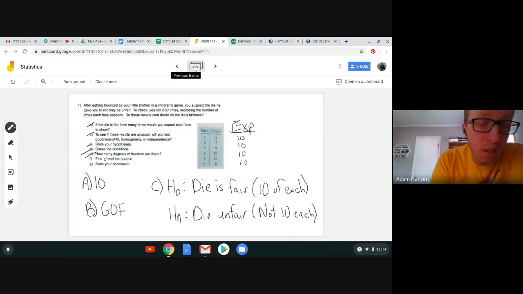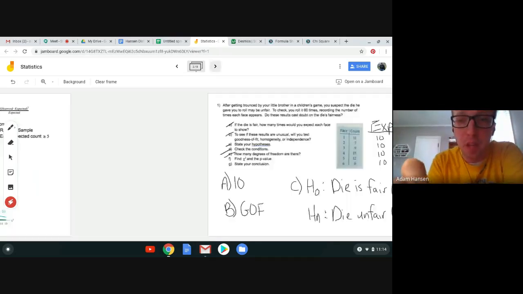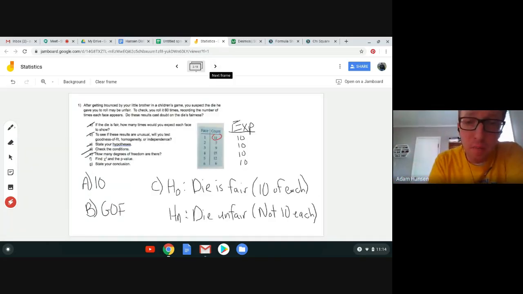All right. Letter E asks us to do some math. Find the chi-square value and the p-value. The chi-squared formula is the summation of the difference of observed minus expected, squared, divided by expected. So what we're going to do is take 11 minus 10 squared divided by 10, 7 minus 10 squared divided by 10, and so on.